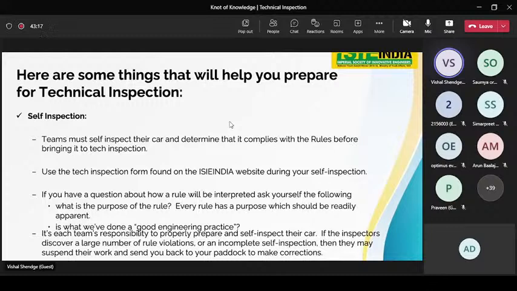It's each team's responsibility to properly prepare and self-inspect their car. If the inspector discovers a large number of rule violations or an incomplete self-inspection, then they may suspend their work and send you back to the paddock to make corrections.